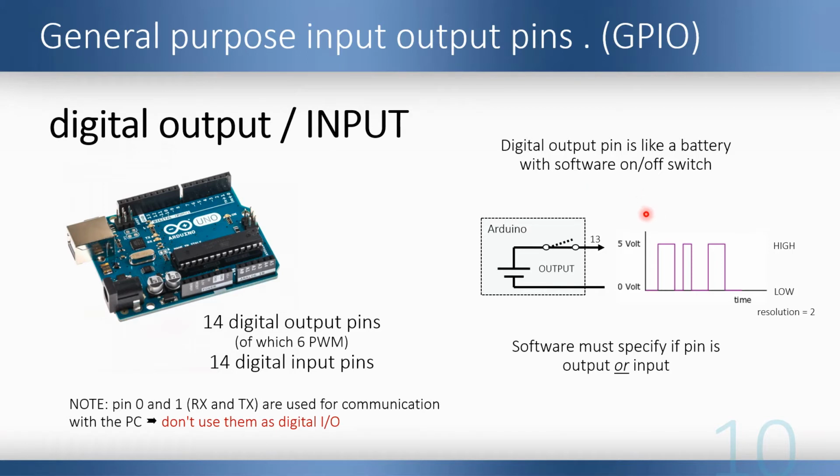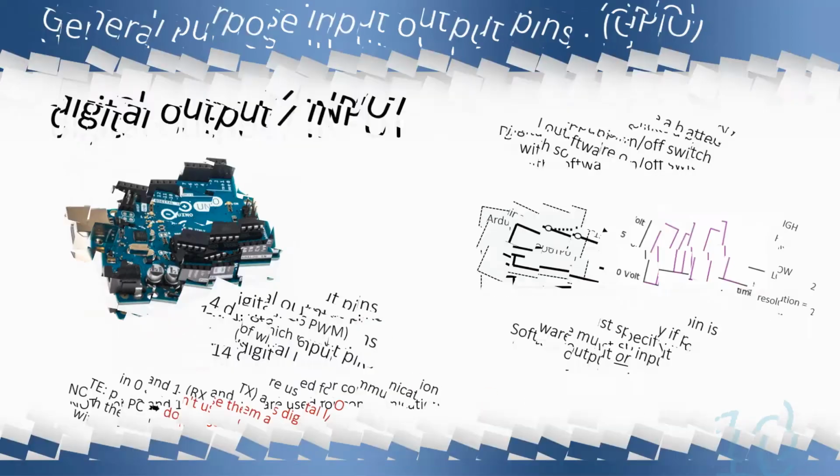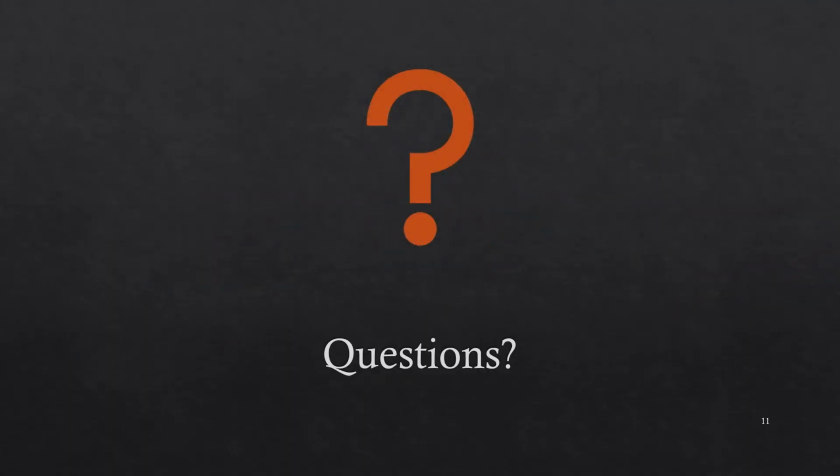And also the digital input pins are also the same. So you can either input low signal as 0 volt or high as 5 volt. And in your software, you must specify if the pin is an input or an output, only the pins that you are willing to use. Is there any question?